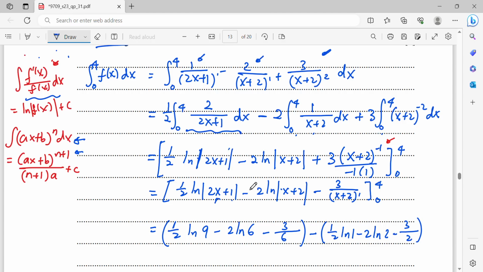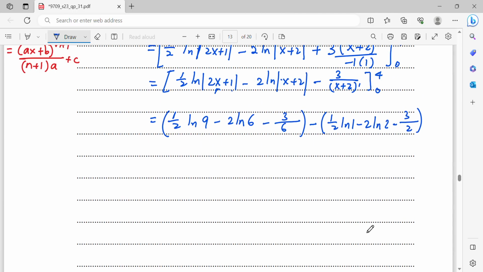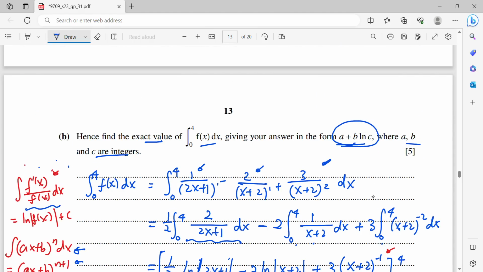Alright. Now look at the question first. You need to leave your answer in a plus b ln c, where a, b, c are integers. So before we simplify, ln 1 is 0. Okay, simplify the ln 1 equals 0 first. And then now I will write, okay, now look at the answer here. It will be b ln c.